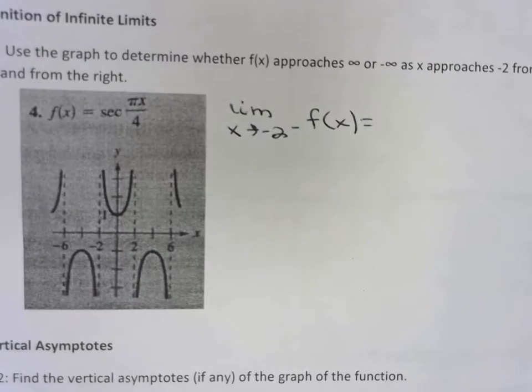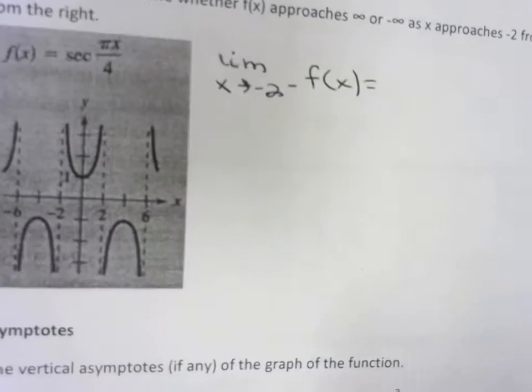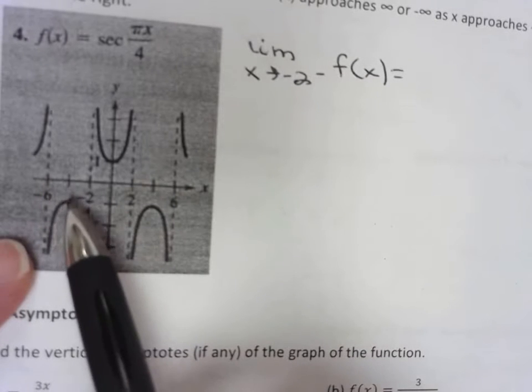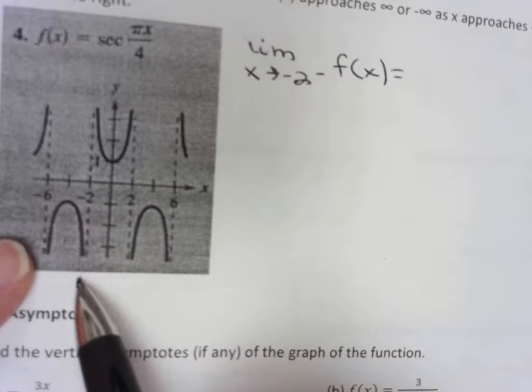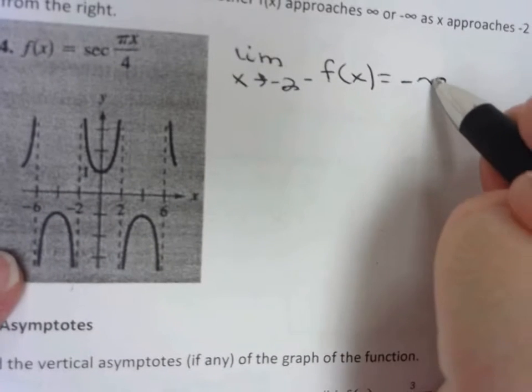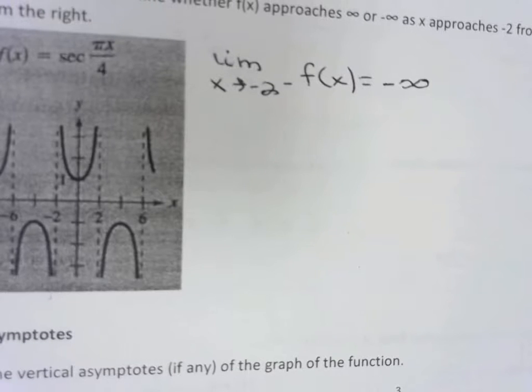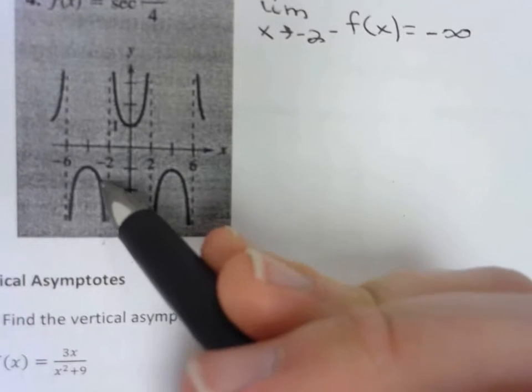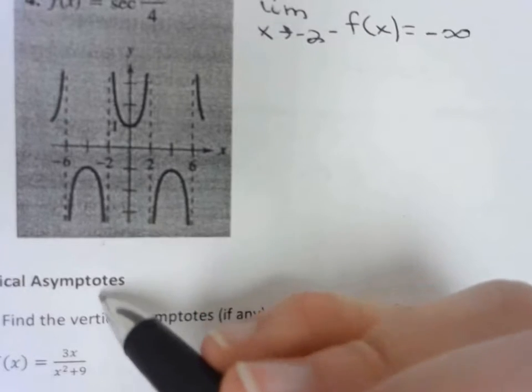As I look at this, as I'm approaching negative 2 from the left, I want to know what my y values are approaching. As I'm approaching negative 2 from the left, my y values are approaching negative infinity. Now just be careful with what negative infinity means. Negative infinity doesn't mean smaller and smaller numbers necessarily. It's saying that we're getting bigger and bigger negative numbers, which would be smaller numbers, but it's easier if you think about it as going down, so I'm getting bigger and bigger negative numbers. So I'm approaching negative infinity.